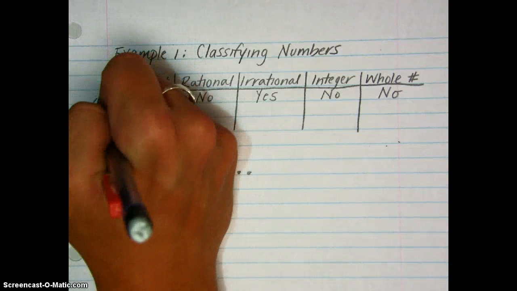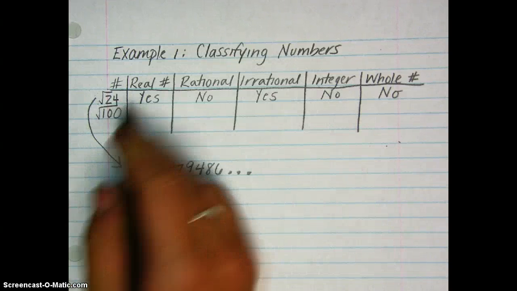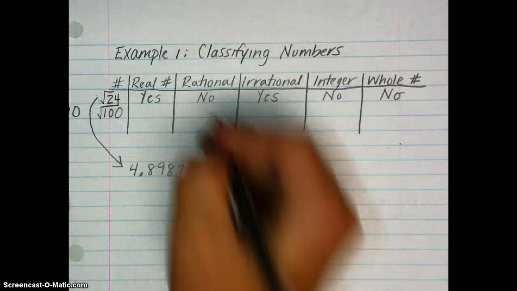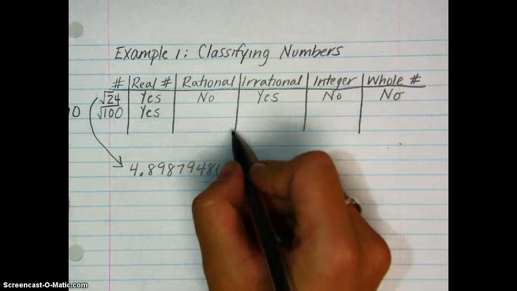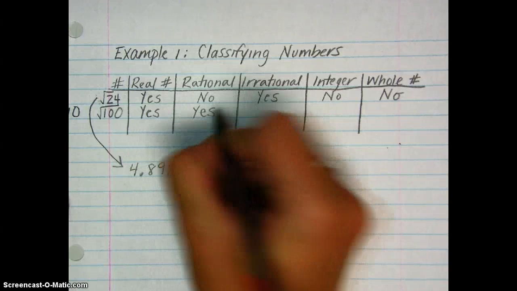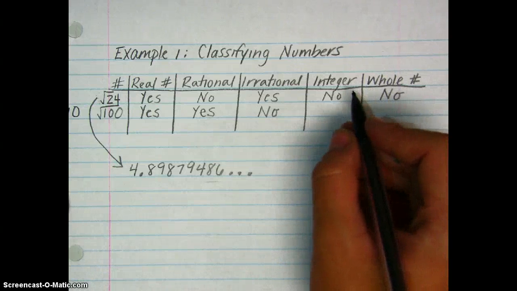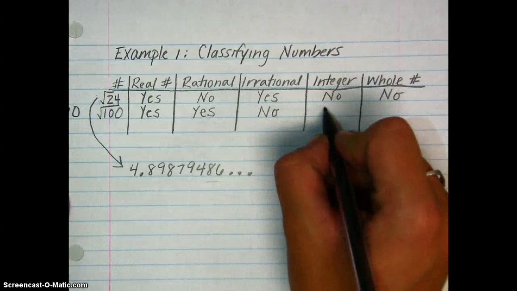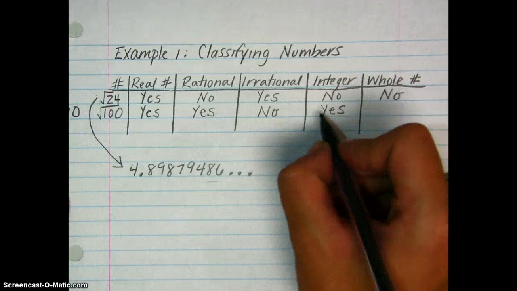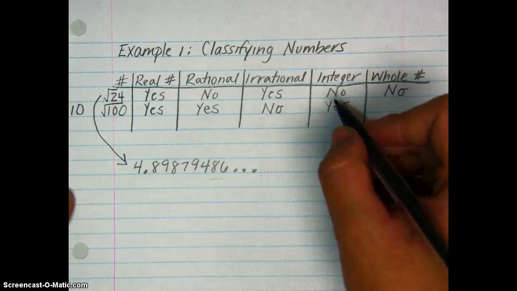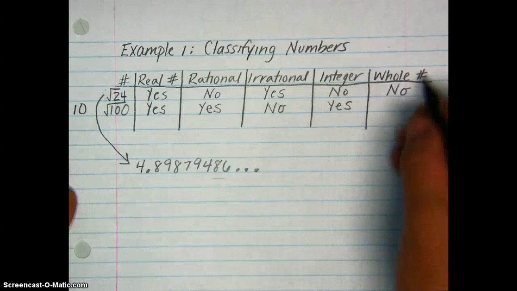Next one we're going to look at is the square root of 100, which is 10. Again, real number, yes, you can put it on the number line, it's real. Rational, yes. 10 is not irrational. It is an integer. Remember, integers include all your counting numbers as well as negatives. 10 is one of your counting numbers. And then finally, yes, it's a whole number as well.